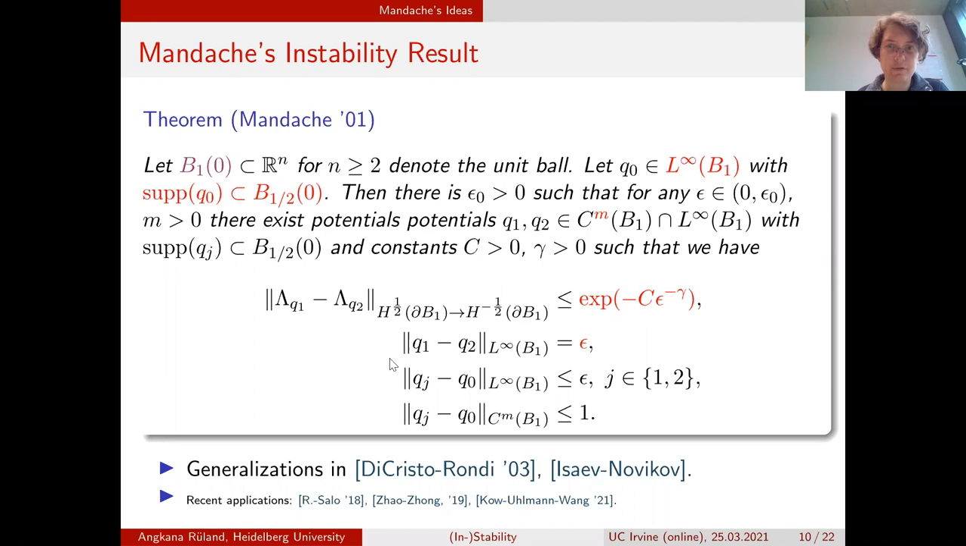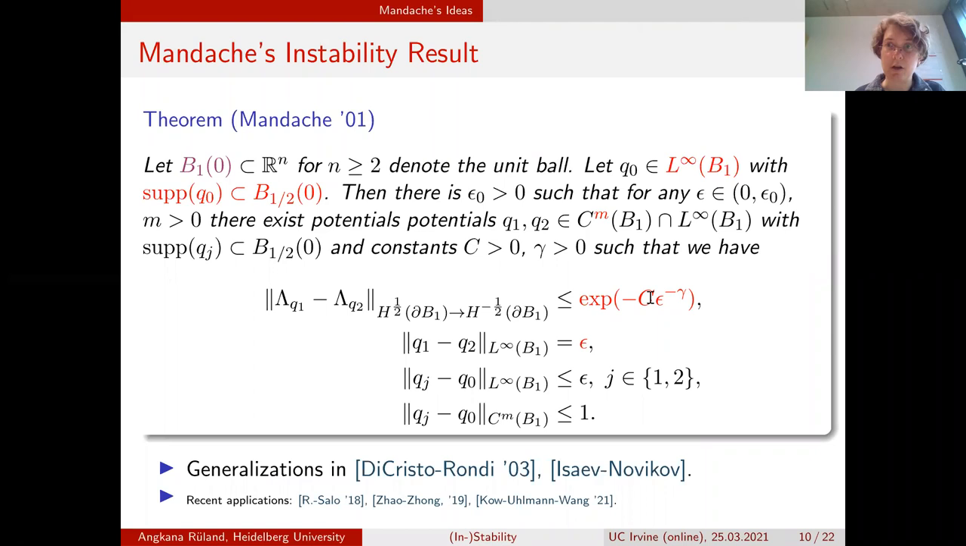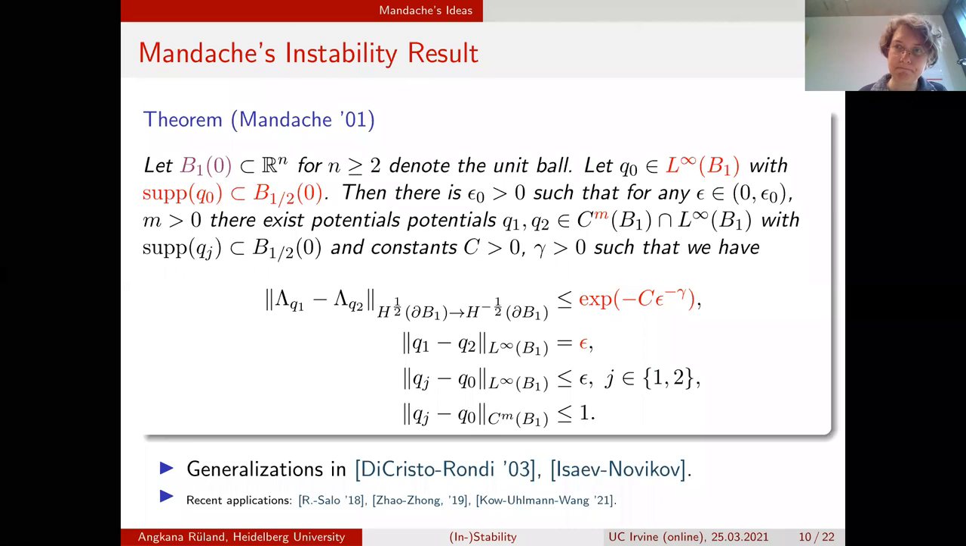in the sense that you find two potentials which are epsilon apart, but whose Dirichlet to Neumann maps are simply squashed to each other, in the sense that the distances shrink together in this exponentially strong sense. So you cannot do better than logarithmic is what Mandatha proved, which was very powerful and applied to various other settings. Okay, but even nicer than Mandatha's result is Mandatha's argument.